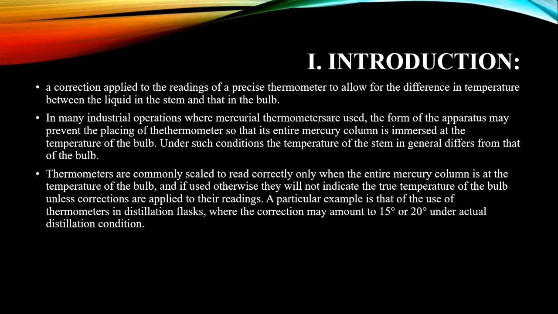Thermometers are commonly used to read correctly only when the entire mercury column is at the temperature of the bulb. And if used otherwise, they will not indicate the true temperature of the bulb unless corrections are applied to their reading. A particular example is the use of thermometers in distillation flasks, where the correction may amount to 50 degrees or 20 degrees under actual distillation conditions.